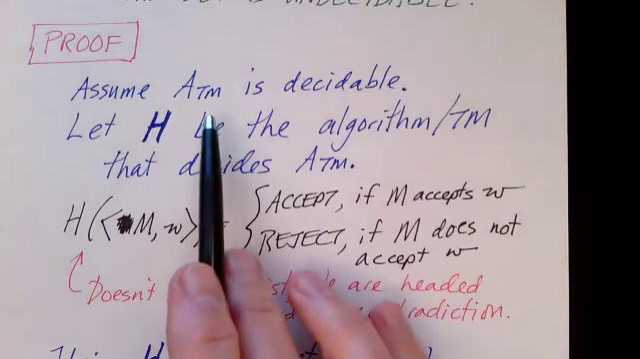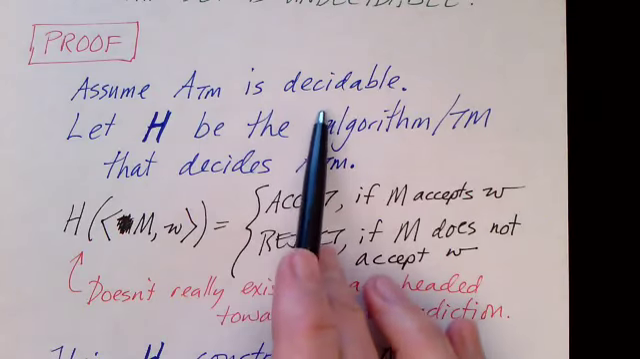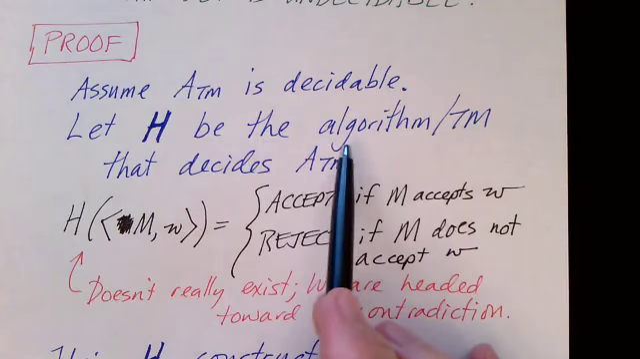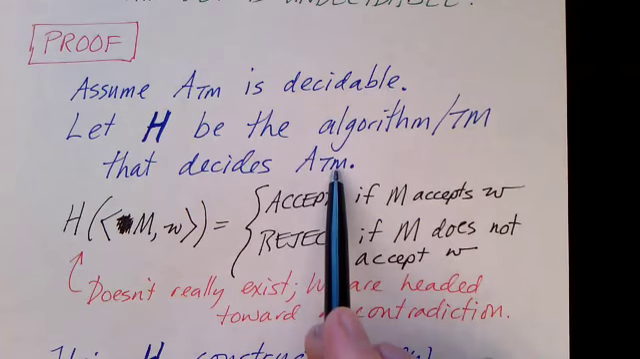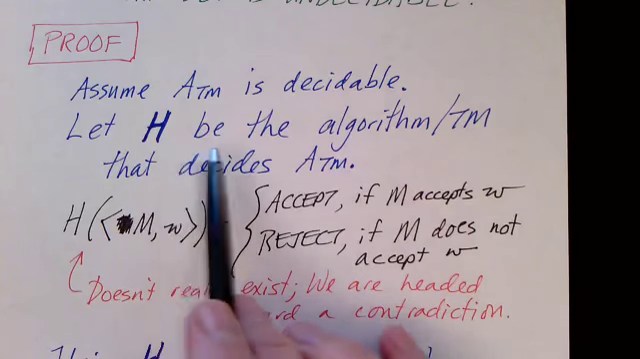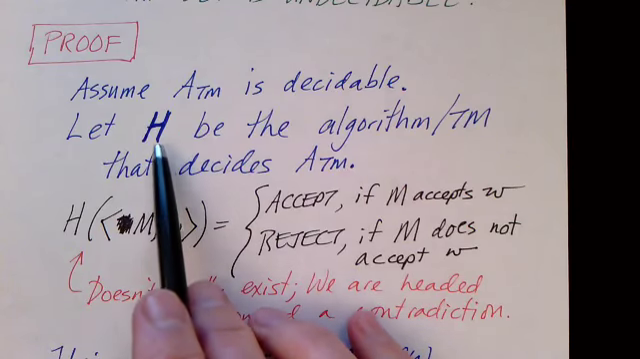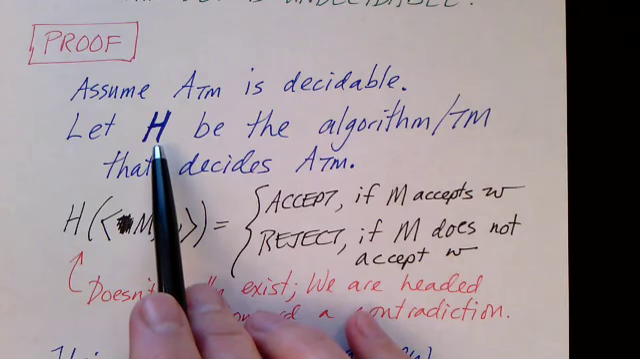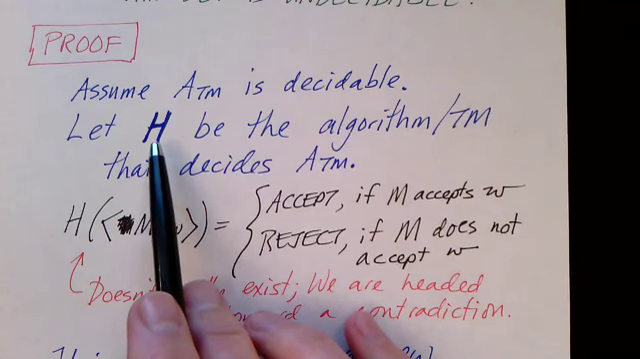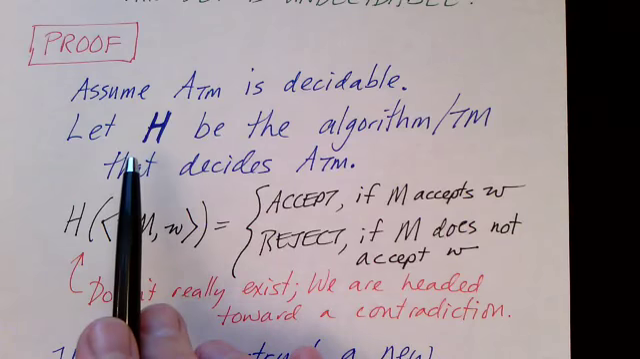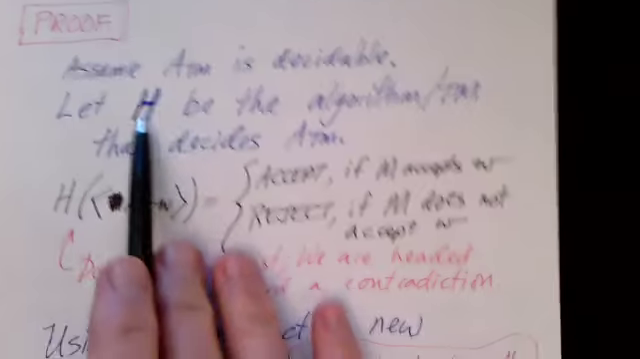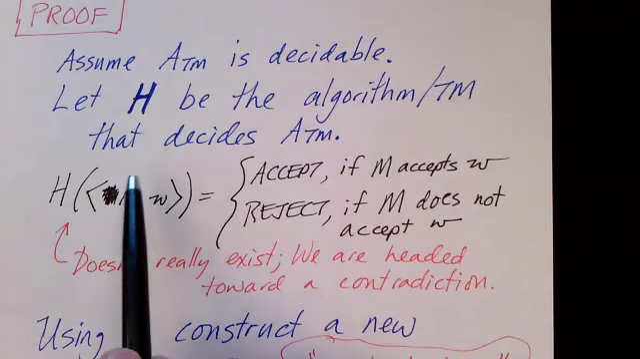So if we assume that the set is decidable, then there is an algorithm to decide it. There is a Turing machine or an algorithm. So let's call it H. H stands for halting. It solves the halting problem. This is a decider. This is an algorithm that will always terminate.